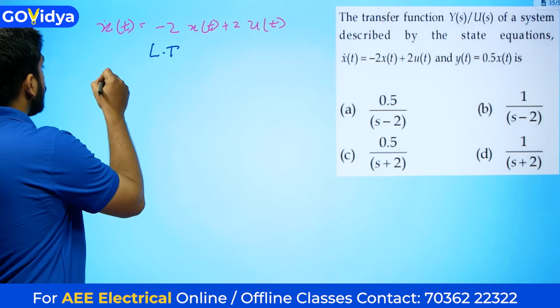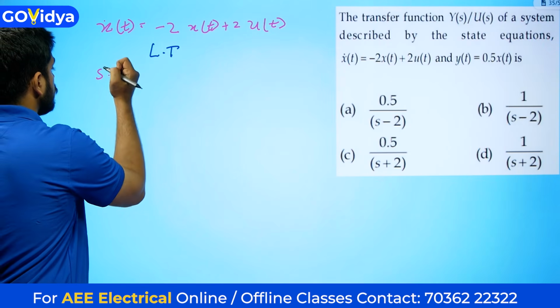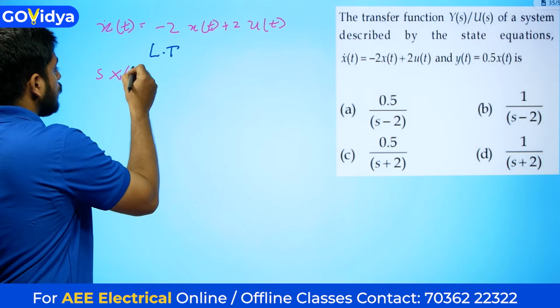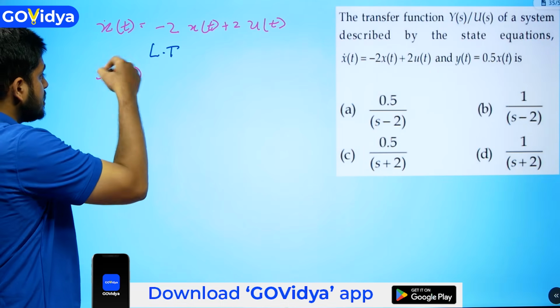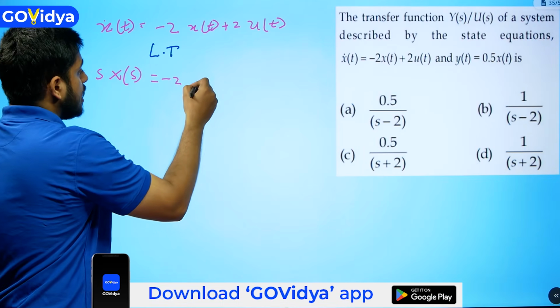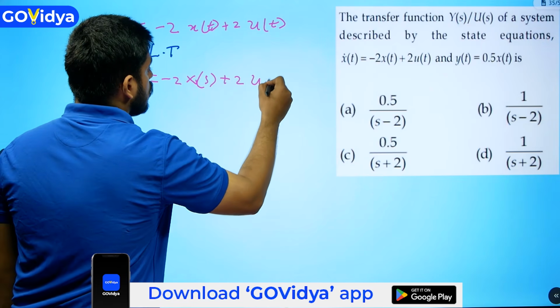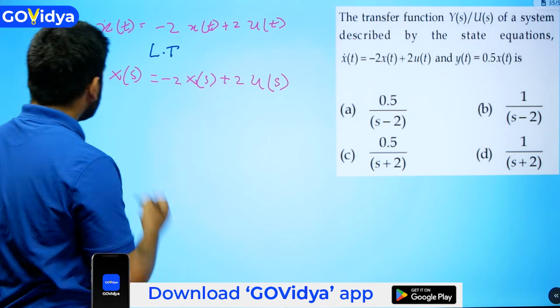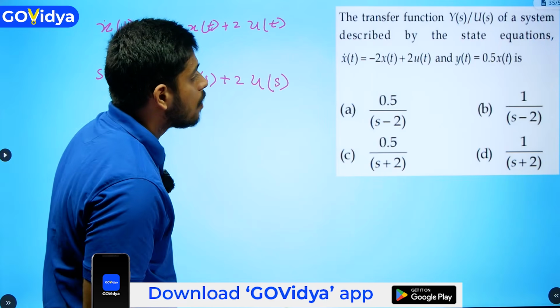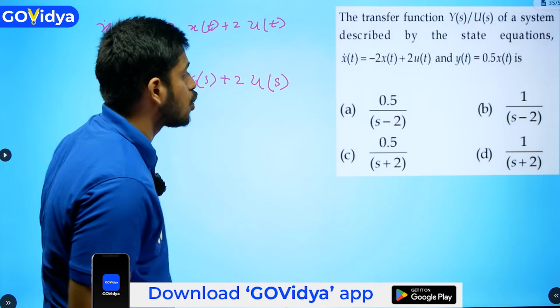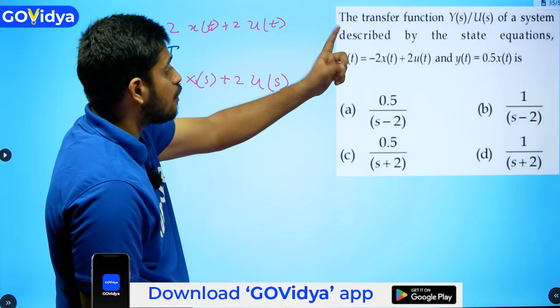Okay, s into x of s. This is the differentiation model. So s into x of s is equal to -2 x of s plus 2 u of s. Okay, this is the first equation. The second equation is y of t equals 0.5 x of t. We need y of s by u of s.